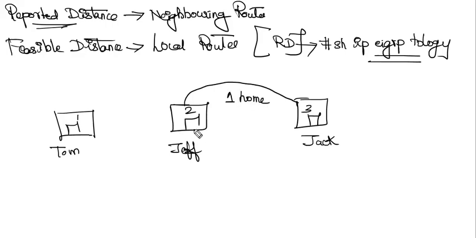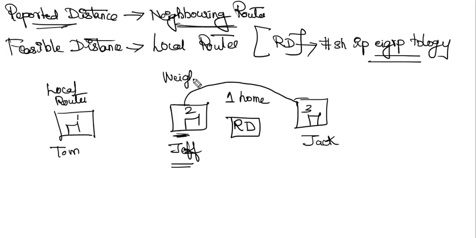So for house number 2, this is the reported distance from the neighboring router. This is the neighboring router, and this is my local router. This is the neighboring router of whom I am asking the question: how do I reach Mr. Jack? So from the neighboring router, the reported distance to reach house number 3 is just 1. So reported distance is equal to 1.